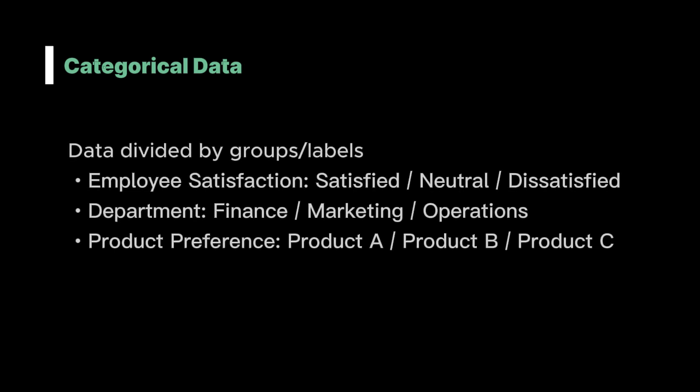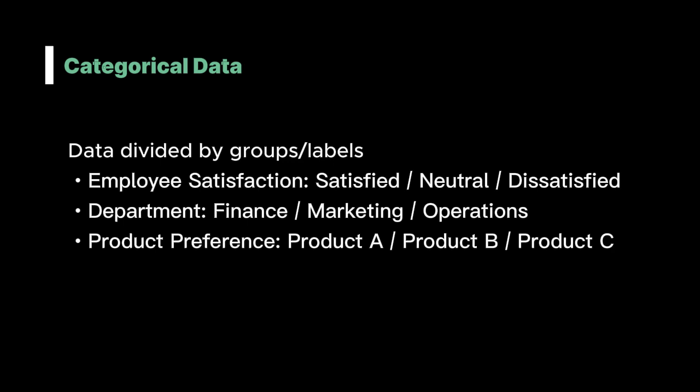Categorical variables are data points that are divided into groups or labels, not numerical values. These are the backbone of many business surveys. For example, employee satisfaction is measured by the options satisfied, neutral, or dissatisfied. The department variable includes finance, marketing, or operations.